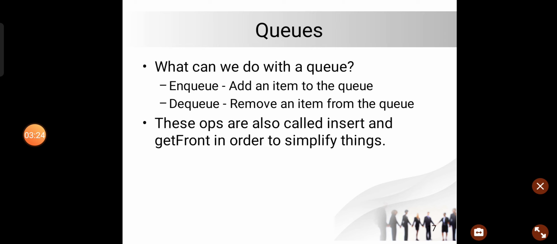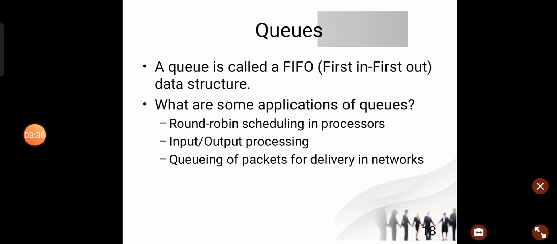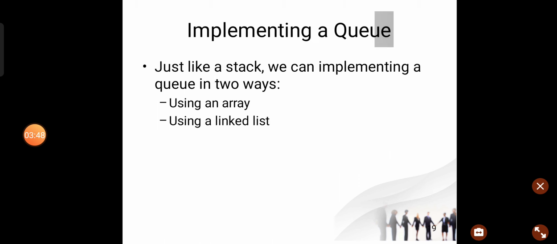Then why do we use the queue in the process? Enqueue and dequeue are used in the process. Enqueue is to add an item. Then dequeue is to remove an item. Then a queue is also called a first in, first out data structure. So what are some applications of queues? Round robin scheduling, input output processing, and queuing of the packets we have delivered in networks.